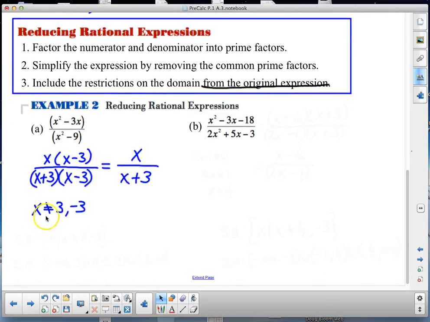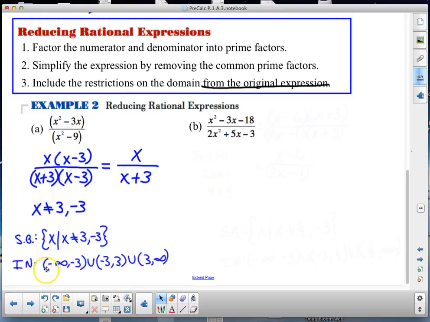Now, I've gotten it written pretty simply here, but if I put it in set builder notation, it's the set of x such that x is not 3 or negative 3. Or if I do it in interval notation, from negative infinity to negative 3, union, open from negative 3 to 3, union, open from 3 to infinity, unbounded. So keep in mind the two different ways I can write my domain, using set builder and interval notation.